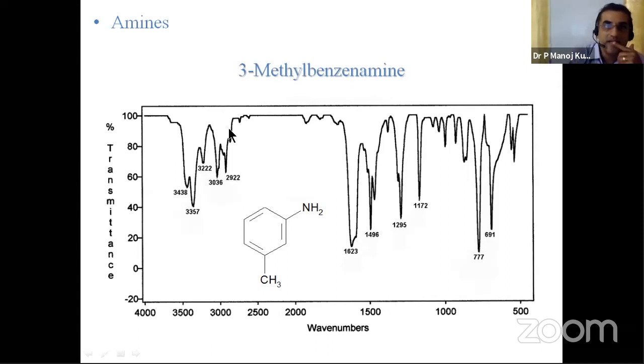Then here you can see 2 types of peaks you are getting. Can you see this particular portion? Below 3000 you are getting a peak, and above 3000 you are getting a peak. Below 3000, the peak represents CH stretching of an aliphatic methyl group. Above 3000, a 3036 represents the CH stretch of an aromatic CH. So you are going to get 2 peaks over here.